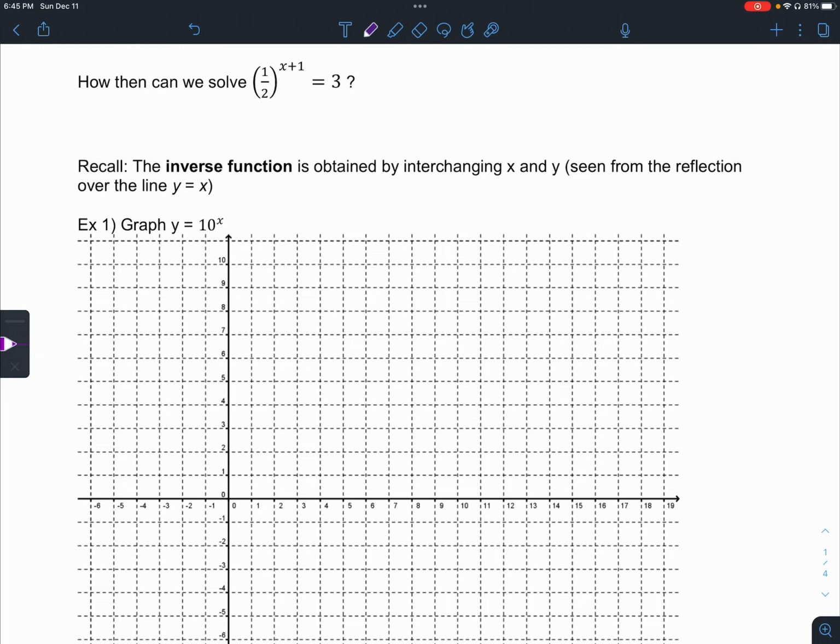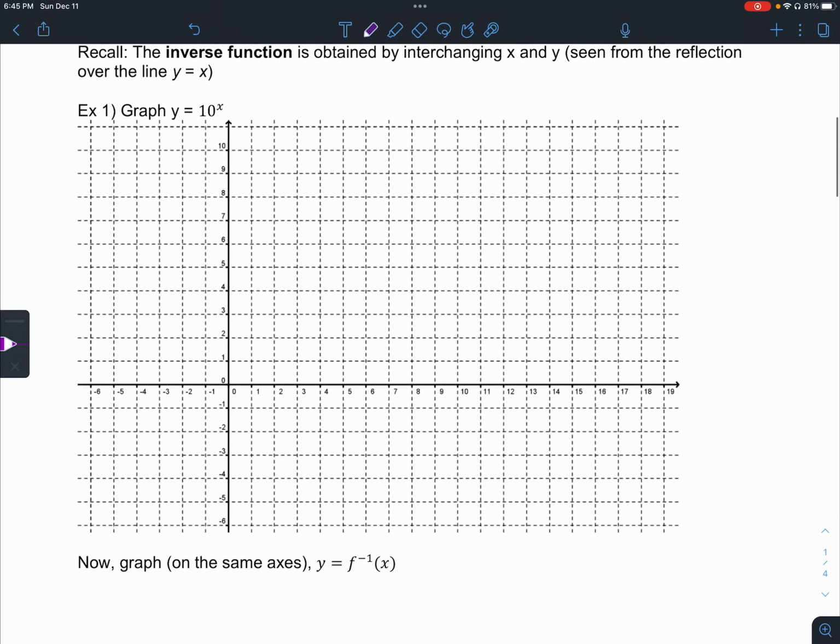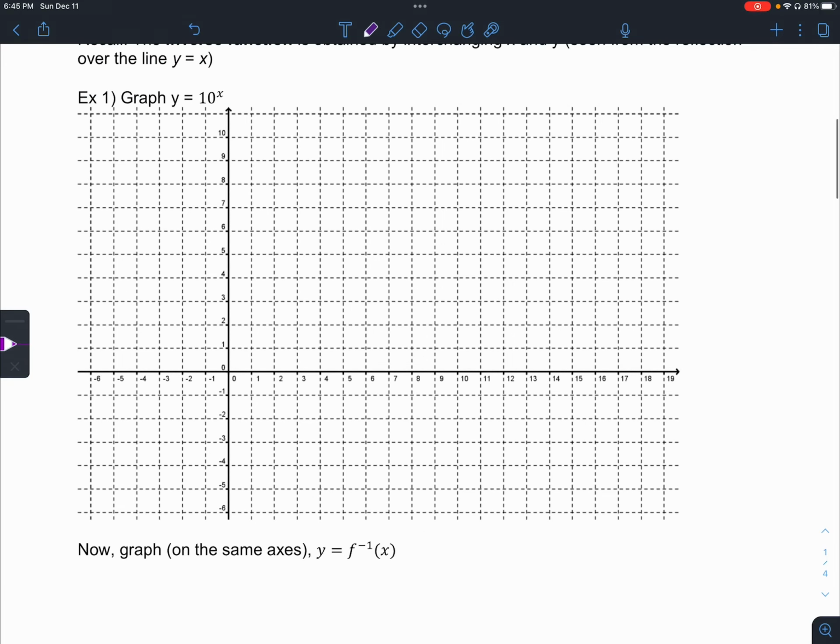Graphically, what we're doing is we're reflecting over the line y is equal to x, the diagonal. We did this in the previous lesson already, but let's review this. Let's start by graphing y is equal to 10 to the exponent of x, and then also try to graph the inverse. Take a moment, pause the video, graph the function y is equal to 10 to the exponent of x, and then also try to graph the inverse. If possible, also try to write down what the equation of the inverse is.